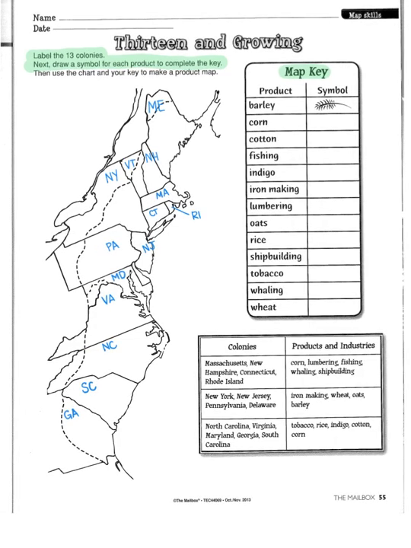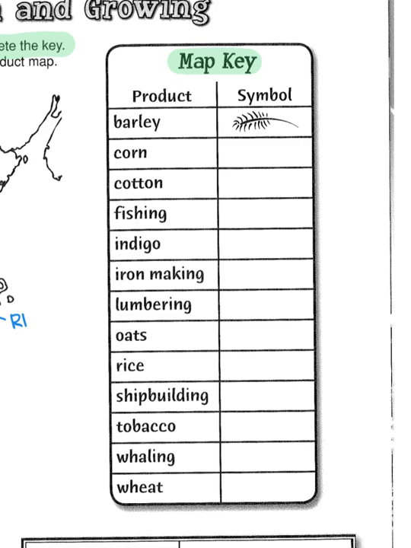Now that I have all of these states labeled with their abbreviations, you can pause this video and label your states with the abbreviations as well. The next step that you are going to do is you're going to focus on this map key. And the map key has a list of different products. We've got barley, corn, cotton, fishing, indigo, which is a dye that you use in clothing, iron making, lumbering, meaning trees, oats, rice, shipbuilding, tobacco, whaling, and wheat.